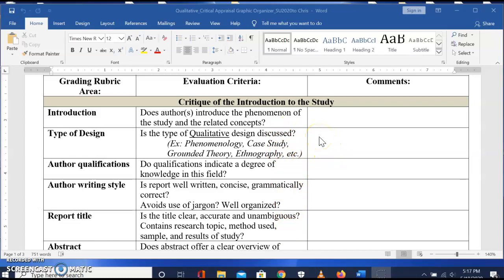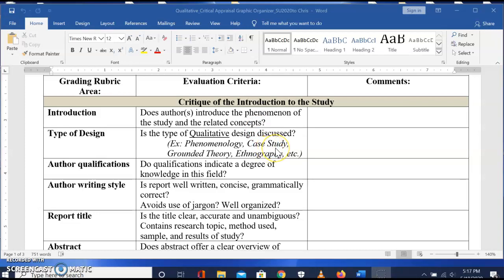So in the beginning, we want to just hit the highlights of these sections. In the beginning of your critical appraisal, you're going to start by asking, does the author introduce the phenomenon of the study and related concepts? In the beginning of the article, you're just looking to see, do they talk about what they're going to be talking about? Or do they let us know what concepts they're interested in and what phenomenon?